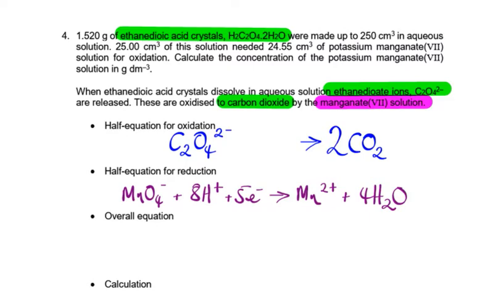And actually all that we're left with now, so there's no hydrogen ions, there's no water involved, is the charge. So we need 2 electrons on the right hand side to balance the charge. This leaves them reacting in a 2:5 ratio.